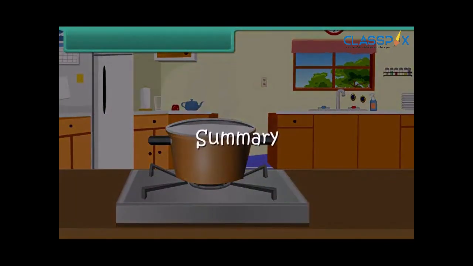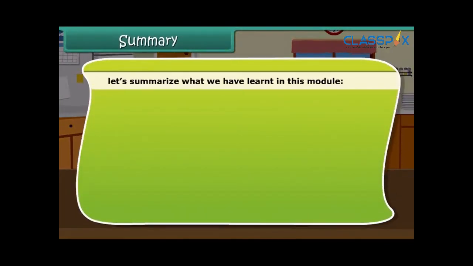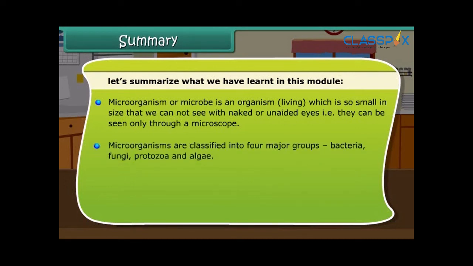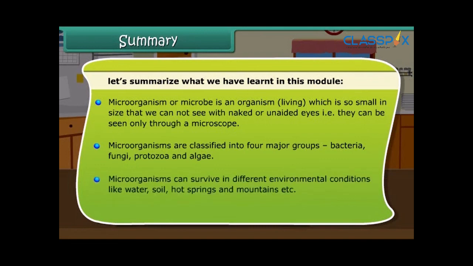Summary. Friends, let us summarize what we have learned in this module. A microorganism or microbe is a living organism which is so small in size that we cannot see it with naked or unaided eyes, that is, it can be seen only through a microscope. Microorganisms are classified into four major groups: bacteria, fungi, protozoa, and algae. Microorganisms can survive in different environmental conditions like water, soil, hot springs, and mountains, etc.